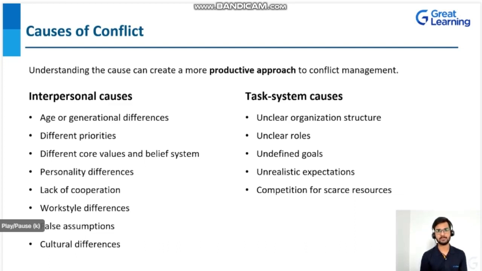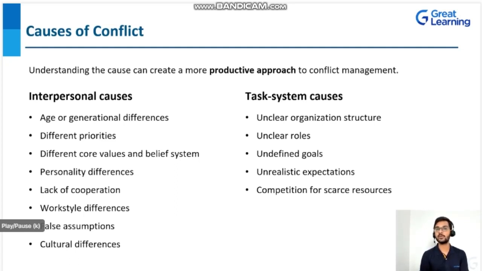So generally there are two types of causes: interpersonal causes and task system causes, which are generally in your organization, in your company. If you look at the interpersonal causes, the first one is age or generational difference. Definitely it can be a cause for conflict. Generally, whatever conflicts we have with our parents are because of the age gap or the generation gap. Second is different priorities. As human beings, we are all unique and we have our own priorities. We like something, we dislike something. And when we come on the same platform, there are chances that because of dissimilarity in our priorities, there can be some kind of conflict.